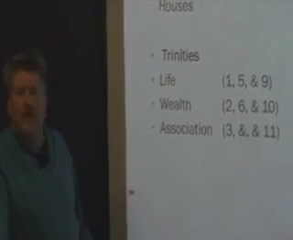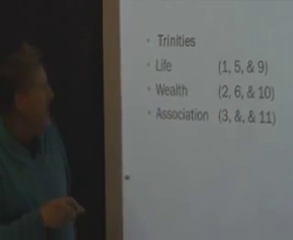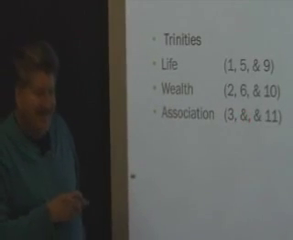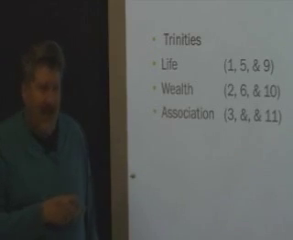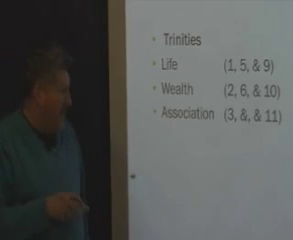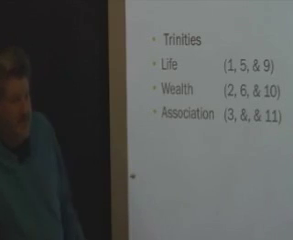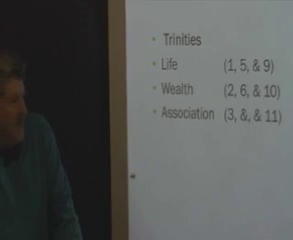Association means one's associates. The 3rd house is brothers, sisters, and neighbors. That would be a 7 if I wasn't holding the shift key when I printed that. So 3, 7, and 11. The 3rd house I've already mentioned, siblings and neighbors. 7th house is partners and public. And the 11th house is your acquaintances, your larger social group.